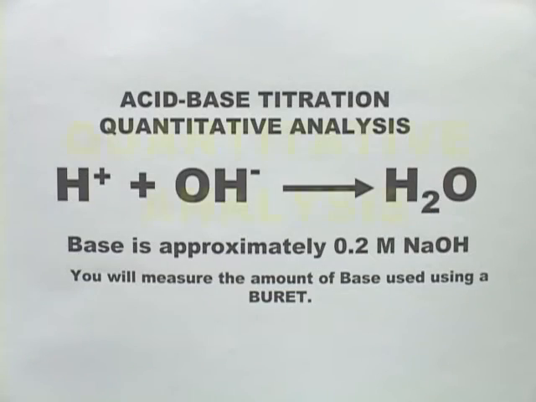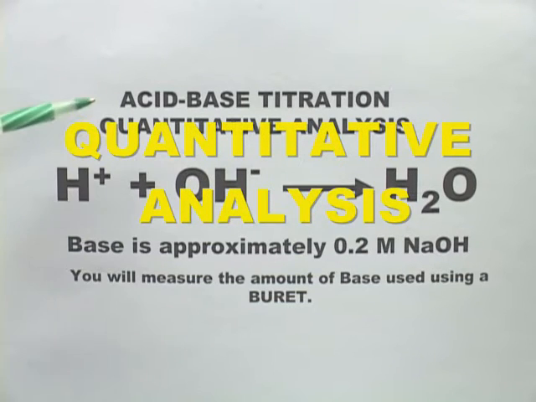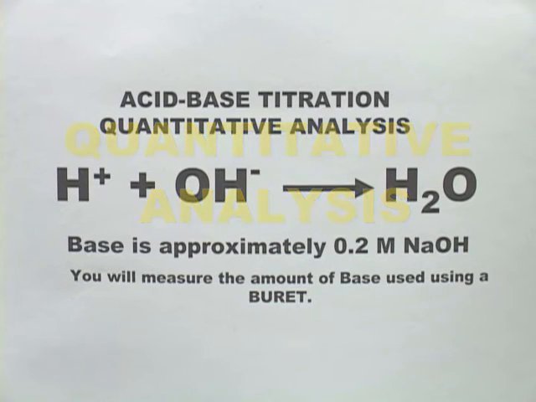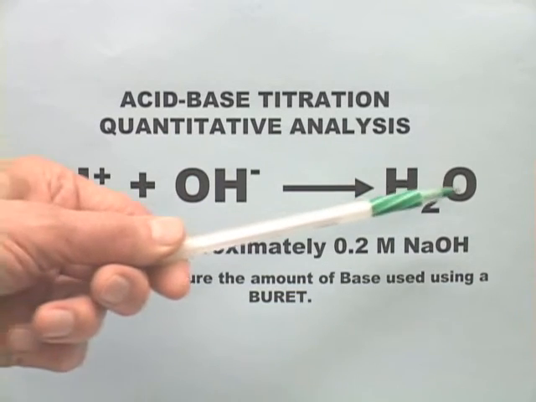The laboratory work today is a quantitative analysis. That is, we are going to find out exactly how much acid is present in each of the unknowns which we will measure. Now, the chemistry of this is very simple in a sense. Essentially, you have an acid which we represent here as a hydrogen ion reacting with a base which we represent here as a hydroxide ion. This reaction then produces water.